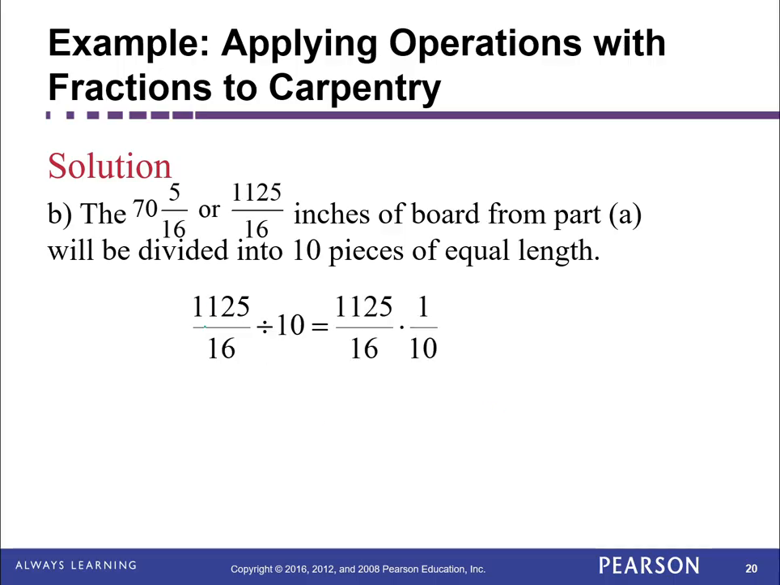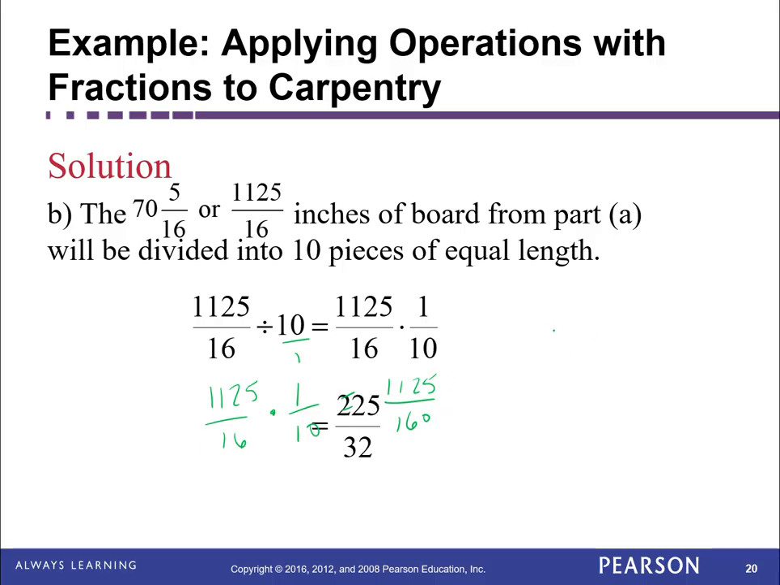So if I keep the fraction part of it here, I've got 1,125 divided by 16 divided by 10. And remember, what I need to do here is keep the first one, change the sign, and flip the second one. Now, technically 10 is the same thing as 10 over 1. So if I were to flip it, it would be 1 over 10. Okay? So I'm essentially now just looking at 1,125 over 160 if I were to multiply it out.